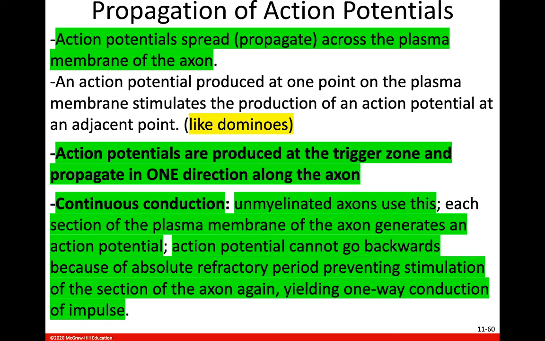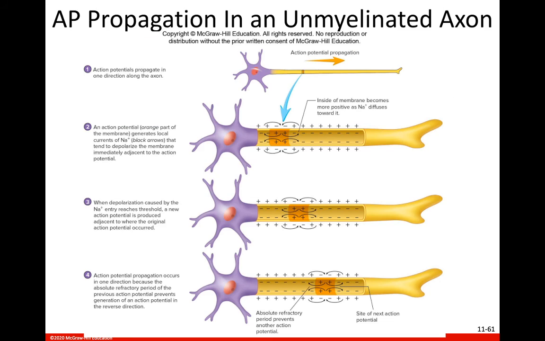Basically, each section of the cell membrane of the axon conducts an action potential. So again, just like the dominoes, one here, then the next one falls, then the next one, then the next one, all the way down the axon to the axon terminals. Again, the action potential does not go backward. We get a one-way conduction all the way down the axon.